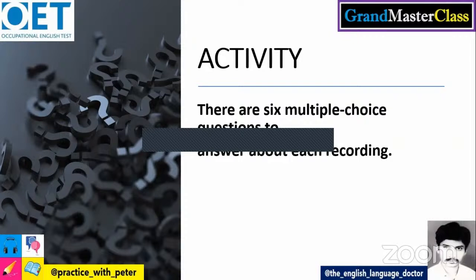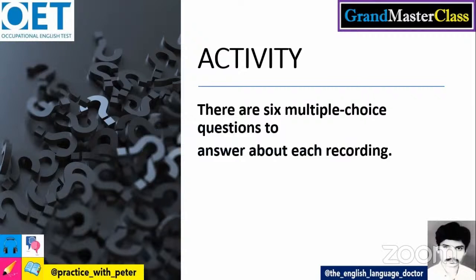There are 6 multiple choice questions to answer about each recording. There are 2 recordings in part C. So 6 multiple choice questions will be there for each specific recording, and you have to be very careful and identify how it is shifting from one question to another question. I already told you this.